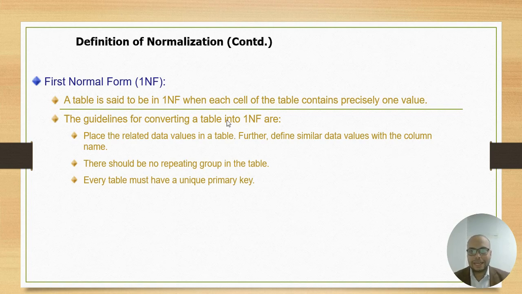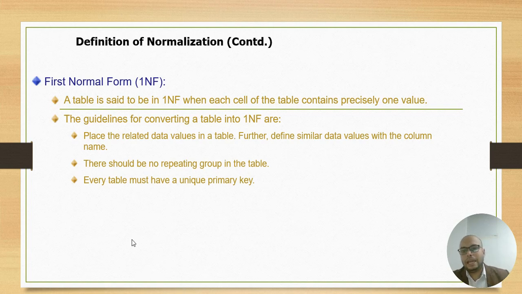The guidelines for converting a table into first NF: place the related data values in a table, and define similar data values with a column name. There should be no repeating group in a table, right? It means a value should not be repeated in any specific cell. It's not like employee ID repeated two times, project code repeated two times, employee name repeated two or three times. No, it's not like that. So there should be no repeating group in a table.